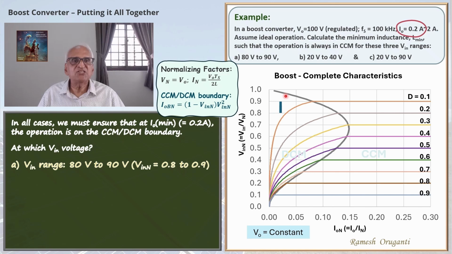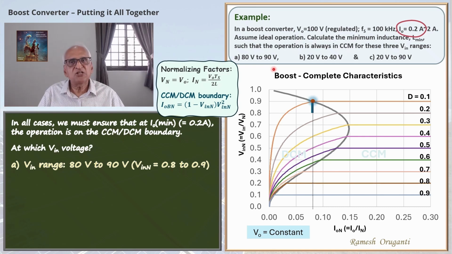Then we have this situation. The red dot here shows the boundary operating point which occurs at Vn equal to 0.9. The corresponding IN is here. This corresponds to one value of L. This small vertical line here shows how the operating point changes when the input voltage changes between 80 and 90 volts, keeping the current constant at 0.2 amperes.